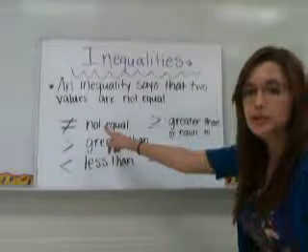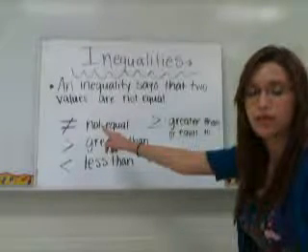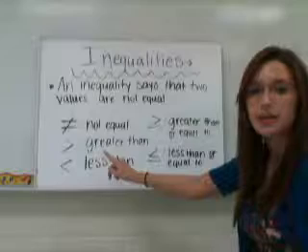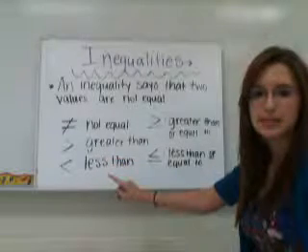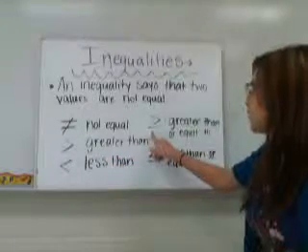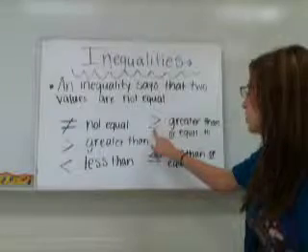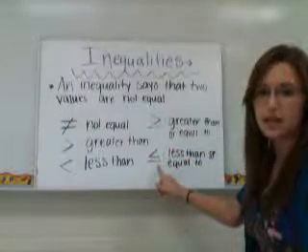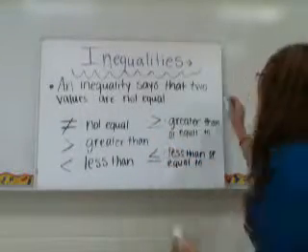It looks like an equal sign, but it has a slash through it to show you that the values are not equal. Then we have greater than, less than. If it has a line under it, it means greater than or equal to, or less than or equal to, depending on the sign.